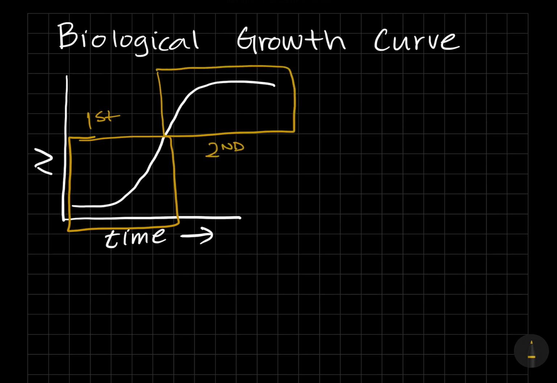The first half is an exponential curve, and the second half is a logarithmic curve. So we're going to divide this up because of these two different shapes. The whole S together is called the biological growth curve. If you already understand the exponential curve, then just skip this part.